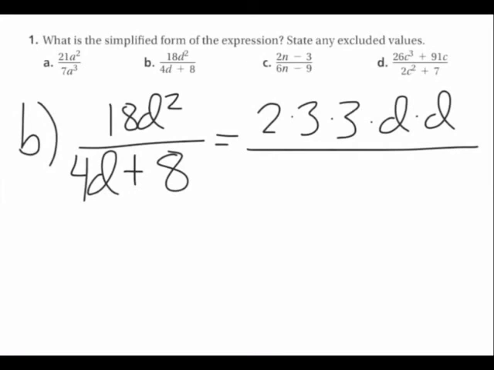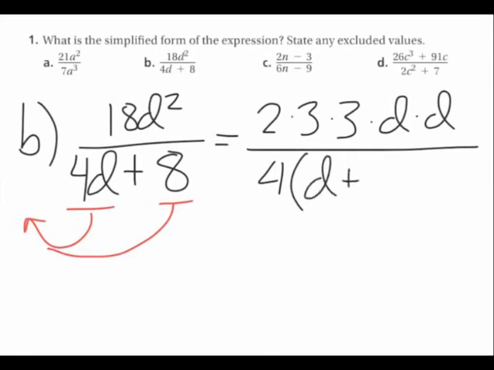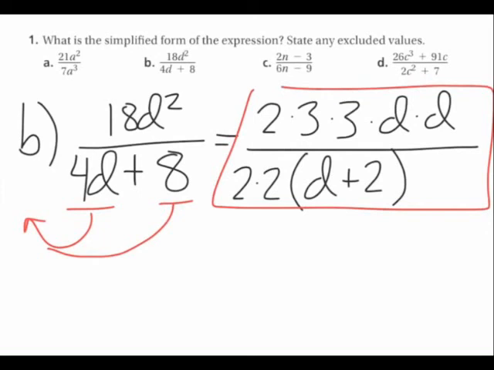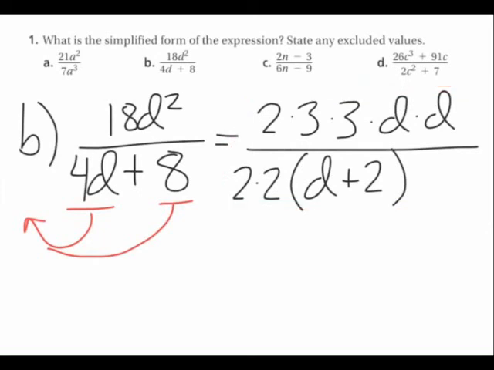Is there anything that I can factor out of 4d and the 8? In other words, is there anything that I can take out using the reverse distributive property? Well, I can factor out a 4, can't I? 4 times d plus 2, right? And then, of course, 4 is just the same thing as 2 times 2. Now, this appears to be as factored as we possibly can get it. Now, let's see what we can cancel out.